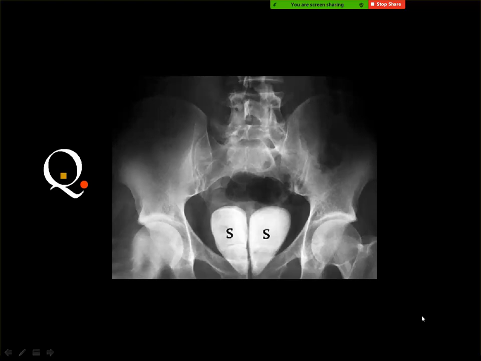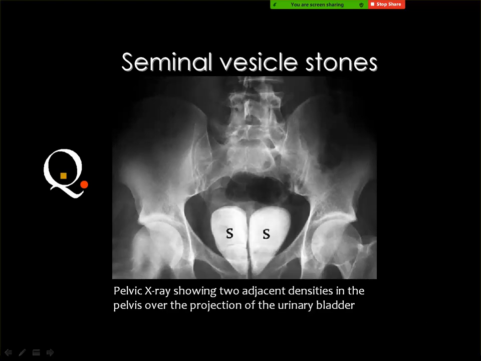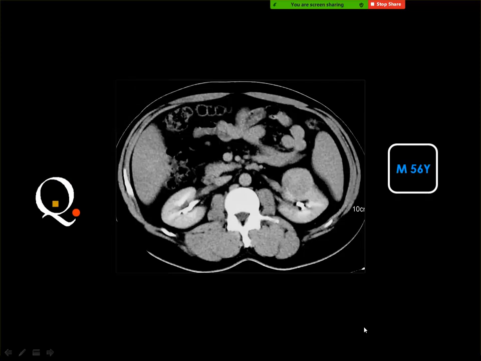Seminal vesicle stone, bilateral. Yes, very good. This is bilateral seminal vesicle stone. They are too big for the seminal vesicle, but you should remember that stones can also form within the cavities located in the seminal vesicles.